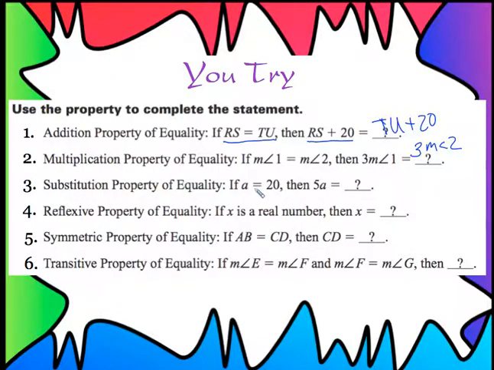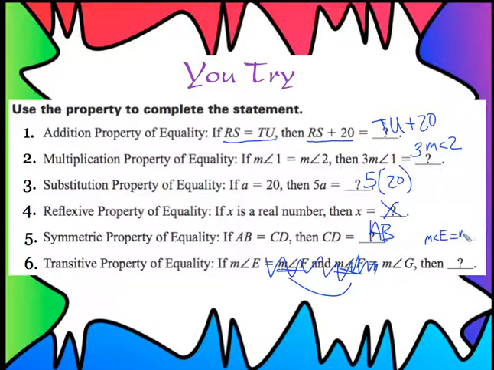Substitution is just when you plug something in. So if A equals 20, then 5A equals, I know a lot of people want to say 100, but it's actually 5 times 20. Because substitution is just plugging it in, it's not actually doing the arithmetic. Reflexive property is when something equals itself. So if x is a real number, then x equals x. Symmetric property is just flipping it around. So if AB equals CD, then CD equals AB. Now transitive property is when you have this, the second one becomes the first one, and you make a little smiley, and then you end up crossing out the middle part. So your conclusion from that would be the measure of angle E equals the measure of angle G.